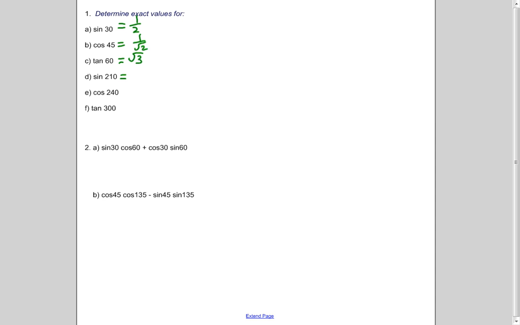Sine of 210 is related to, I need a diagram. So 180 plus another 30 degrees is 210. So I know that that is related to the angle 30. I know that sine is going to be, using CAST, negative here, related to 30 degrees. I know sine of 30 degrees is a half. So sine of 210 is negative a half.